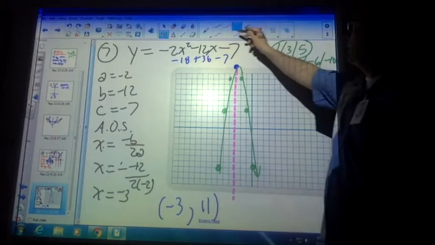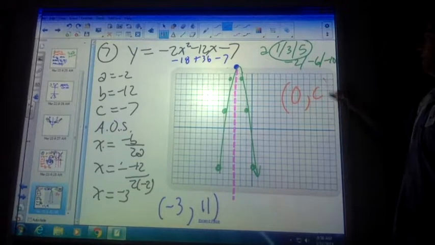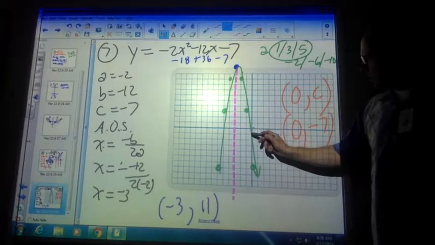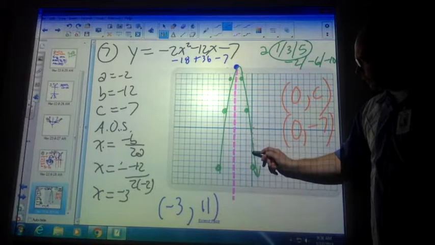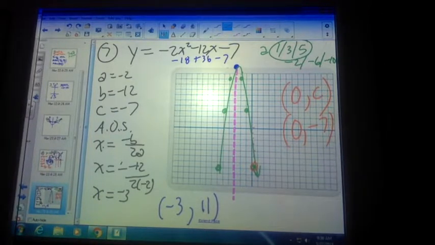Hey, quick question. 0, comma C. Is that my y-intercept? What's our C value? So 0, comma -7. That should be our y-intercept. So let's see. -1, -2, -3, -4, -5, -6, -7. Boom. Worked. Love it. That's a great problem.